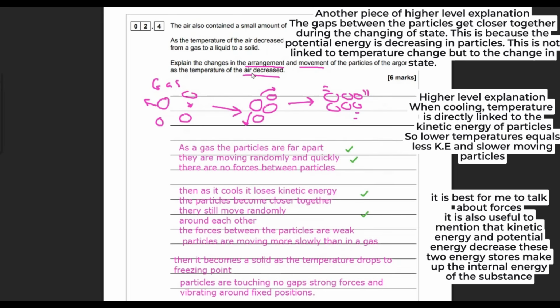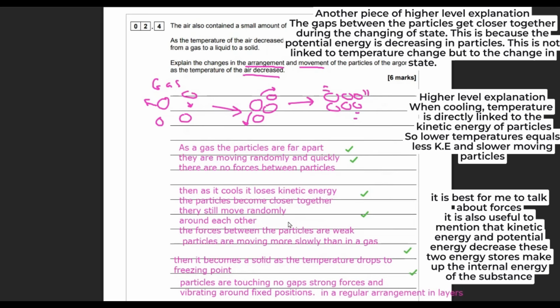Have I described the arrangement? Yes, they're touching each other. I might want to say they're in a regular arrangement. Let's just add the word regular in. For example, particles are touching, no gap, strong forces, vibrating around fixed positions in a regular arrangement, or I could say in layers. I'm just trying to cover everything. Sometimes the mark scheme gets funky, doesn't it, and says, oh, you didn't mention this, and there's kind of like two marks for each.